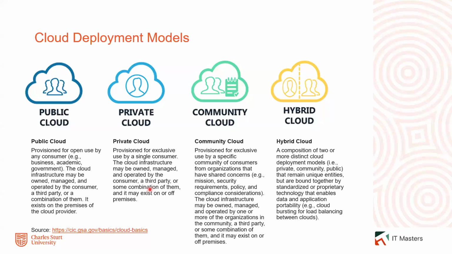The cloud deployment models that are most common and most important are public, private, community, and hybrid. Public cloud is any sort of cloud infrastructure that is offered for all consumers, regardless of industry and regardless of location, to be able to use. The cloud infrastructure can be owned, managed, and operated by the consumer, depending on the service model we've got. It could be a third party, or a combination of both, or it could simply exist on the premises of the cloud provider.